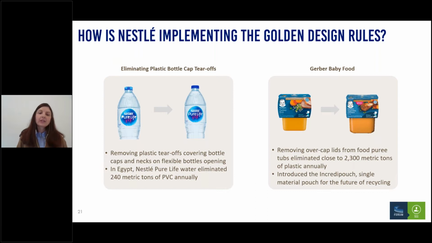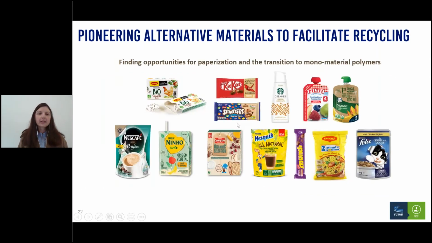The second example I'd like to share with you is on elimination. So here we've got an example from the US on the Gerber baby food product that we have within our portfolio. Within this product, in the past packaging solution, we had both a cap and also a membrane on the top of the tub. And we did some evaluation with the consumers on the use of the overcap, and we're able to actually eliminate this overcap from the Gerber first food and second food puree tubs. And this enabled us to remove 2,300 tonnes of plastic annually. So on to the next slide.